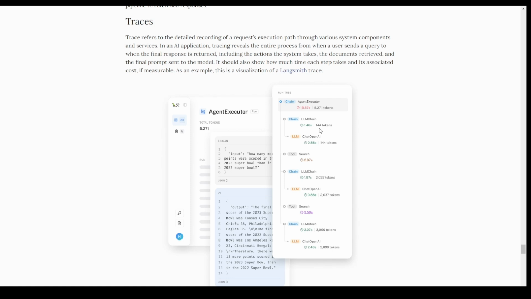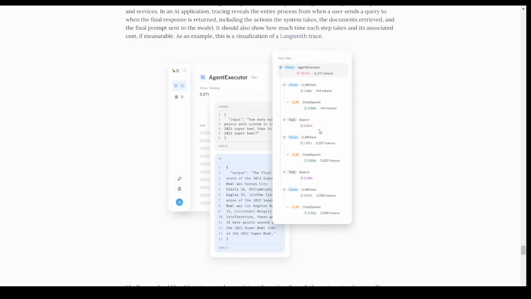So if we are designing these sets of systems, I think observability is one of the very crucial aspects.